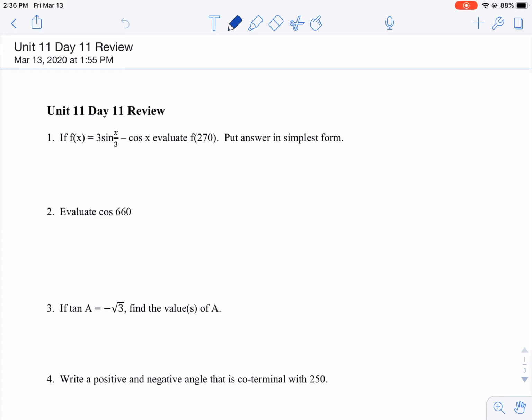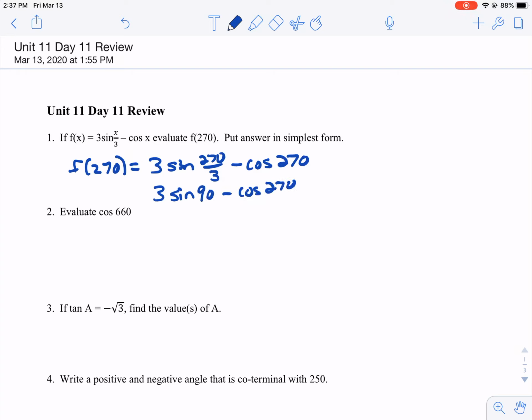If f of x is equal to that expression, evaluate f of 270. Well, it's a function, so they're telling you to plug the 270 in. So f of 270 is equal to 3 times the sine of 270 divided by 3 minus cosine of 270. So we have 3 and 270 divided by 3 is 90 minus cos of 270. Sine of 90 is 1. Cosine of 270 is 0. So 3 times 1 is 3 minus 0 makes the final answer 3.